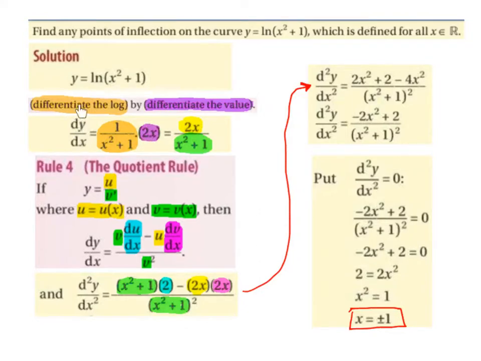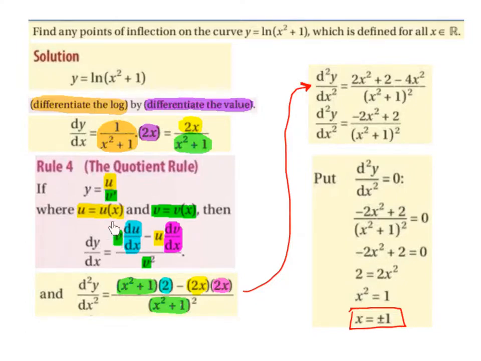So the derivative dy/dx is equal to 1 over x squared plus 1 multiplied by 2x. So we used the chain rule here. And 1 times 2x is 2x, and that's all over x squared plus 1. So here we have the first derivative. Now we want to find the second derivative. And since this is a fraction, we use the quotient rule. So this is the u, and this is the v.